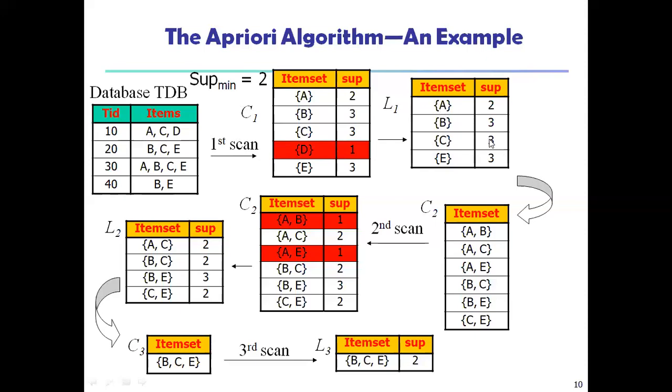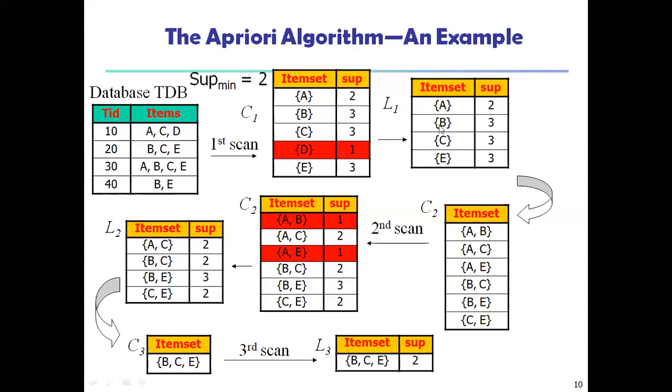Now, coming to the next step, we have to see the combination of these items. Single items we have found. Now we have to come to the combination of 2 item sets. So how to make a 2 item set here? A is combined with B, so we have written A and B. Again, A is combined with C, so we write A and C. Then A is combined with E, so we write A and E.